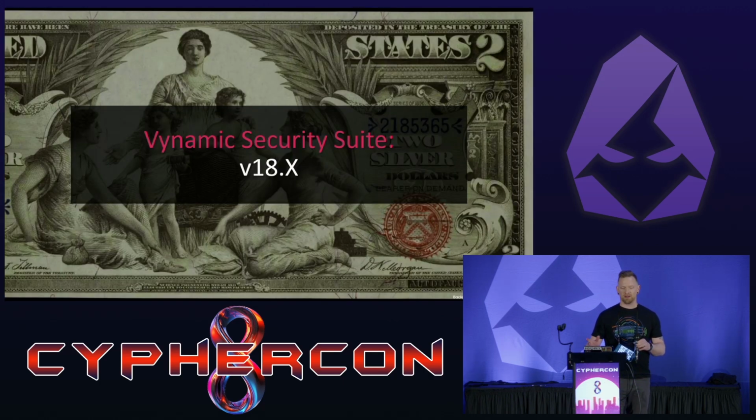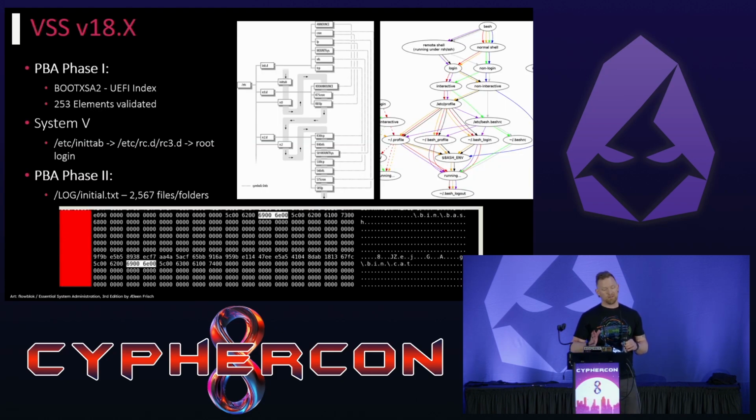So starting off in version 18.x of the software stack, bootxsa 2 is in EFI. That validates 253 elements on the disk. Linux is then initialized through etc inittab through the System V architecture. Upon completing that, root then performs an auto logon. In that auto logon process, out of root's profile script, that's where the call to initialize phase 2 of the integrity check occurs.